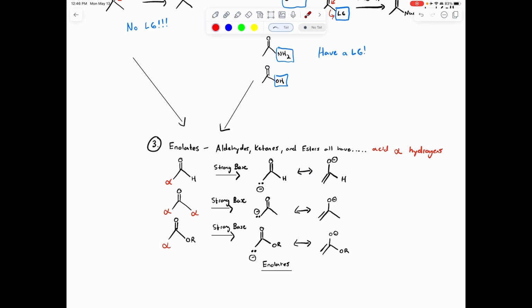And so at the end of the day, what I want you to know is that enolates are nucleophilic at their alpha carbon. And so that's why in all the videos to follow, I am going to draw the enolates like this, because it gives your brain a clue as to where these are nucleophilic. There's a negative charge on the alpha carbon.